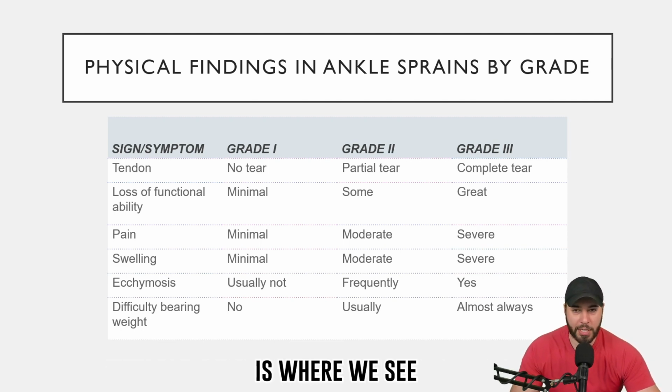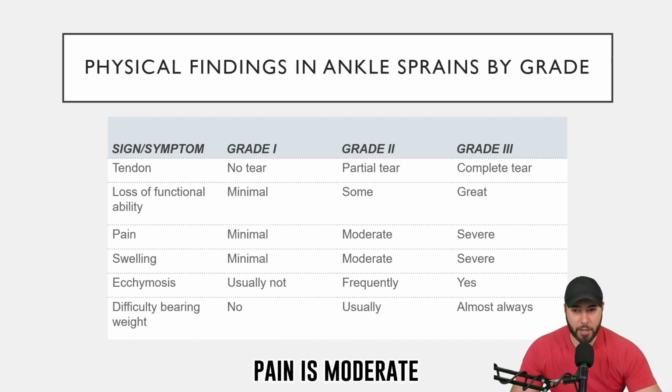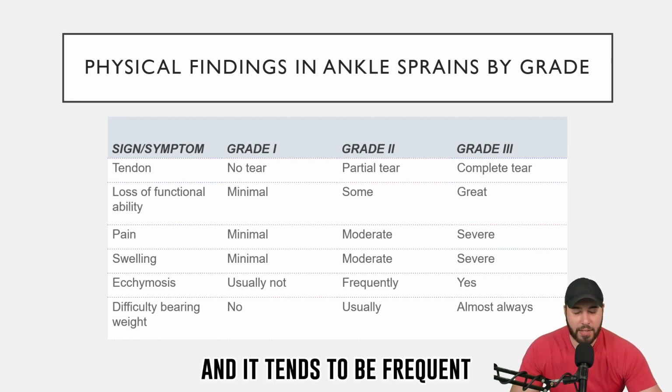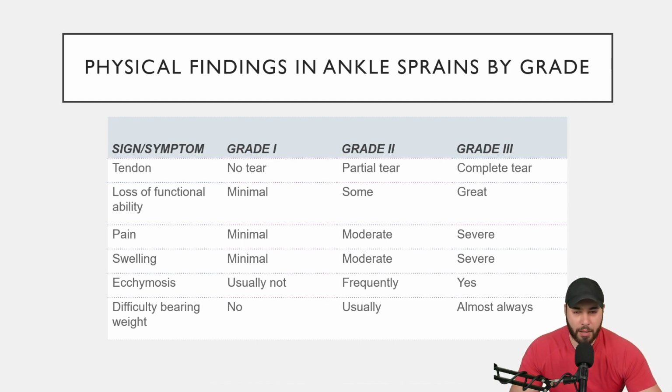Now grade 2 is where we see a partial tear in any of these ligaments. There is some loss of function. Pain is moderate. Swelling is moderate, and there tends to be frequent bruising in the area. And sometimes they have difficulty bearing weight.